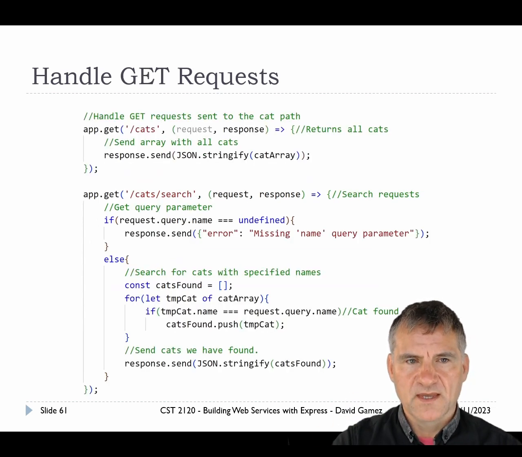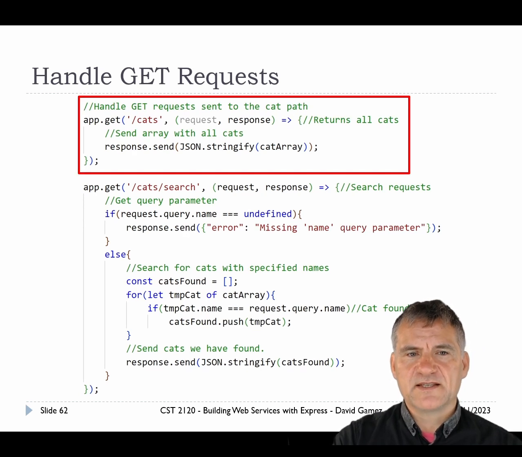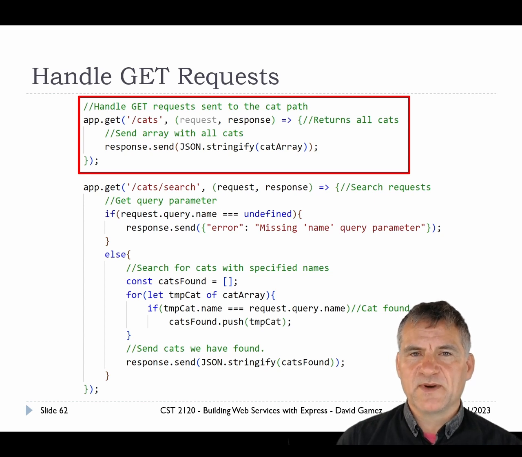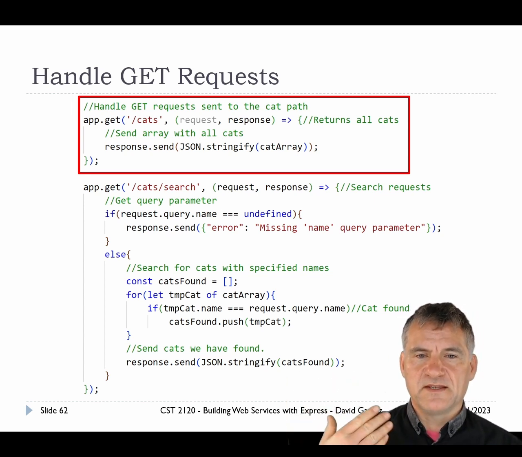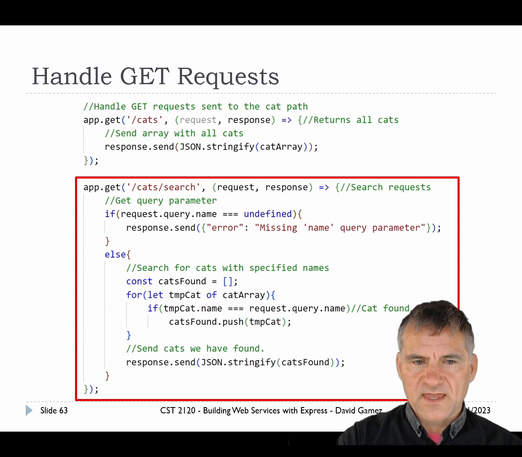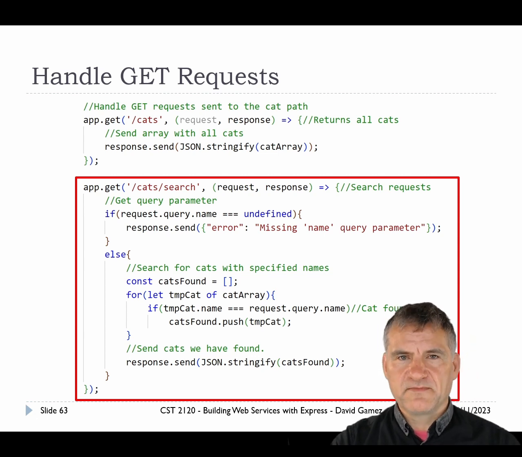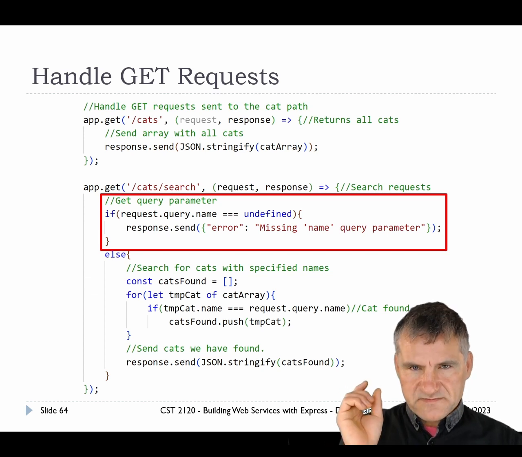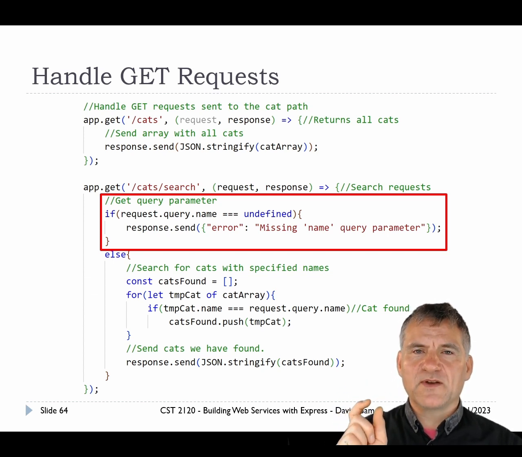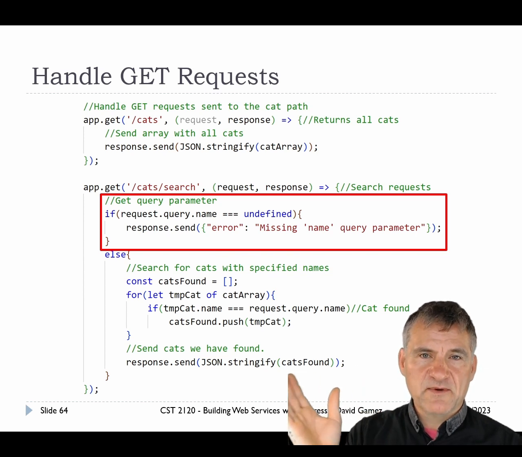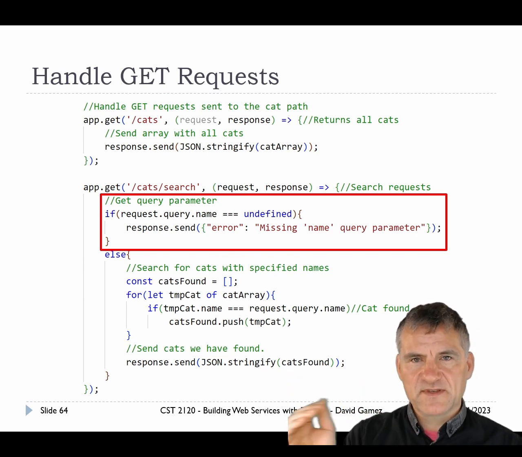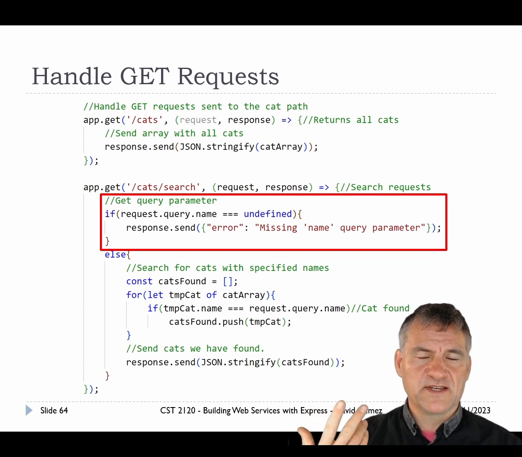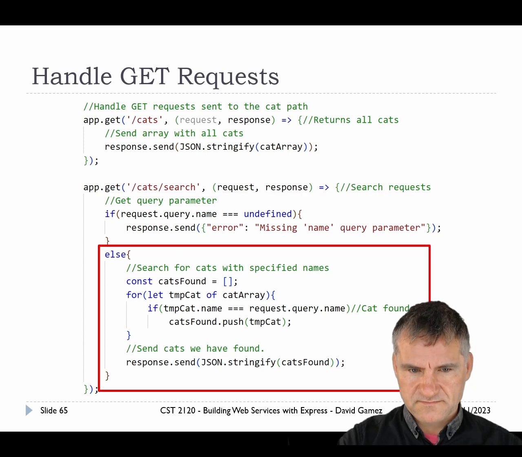Then we're going to handle a couple of GET requests, right? So first thing, if you send a GET request to the cats path, it will return all of the cats in JSON format. And then we've got a search path as well, which I thought put it all together rather nicely. Remember the search path, it's expecting that there'll be a name query parameter that will have the name of the cat that we're trying to search for. So if that query parameter isn't there, we could just return all the cats, or we could just generate an error, which is what I'm doing here, yeah?